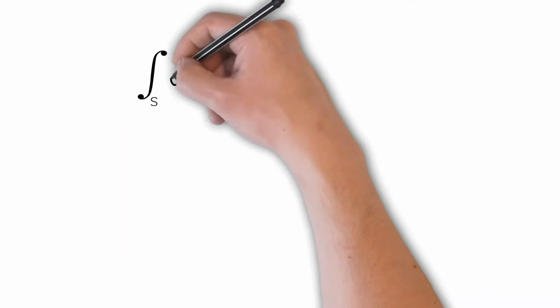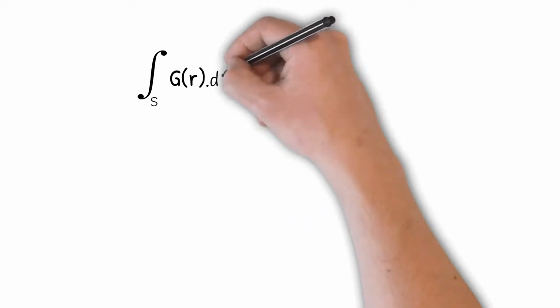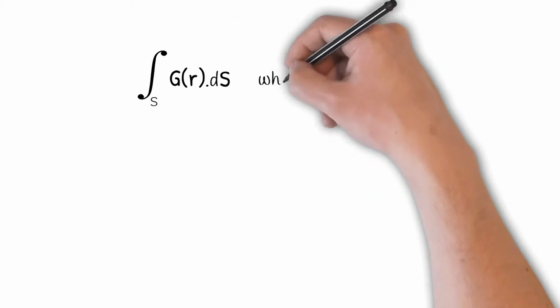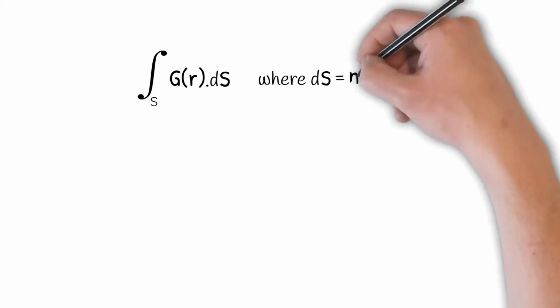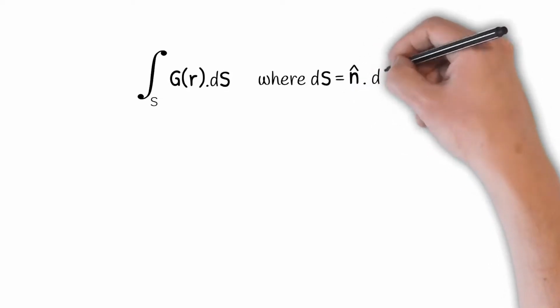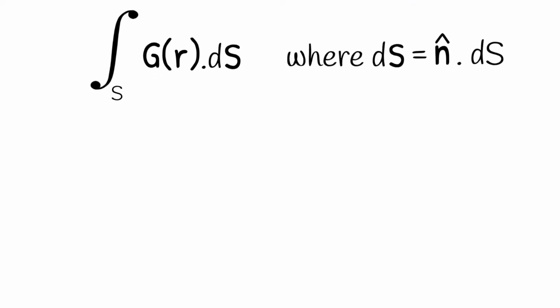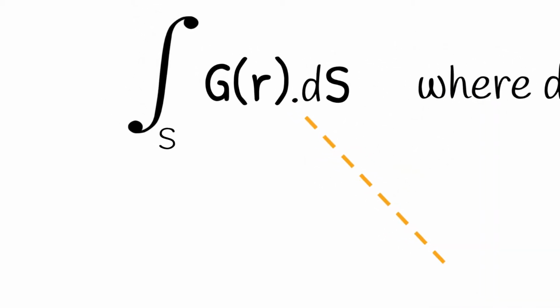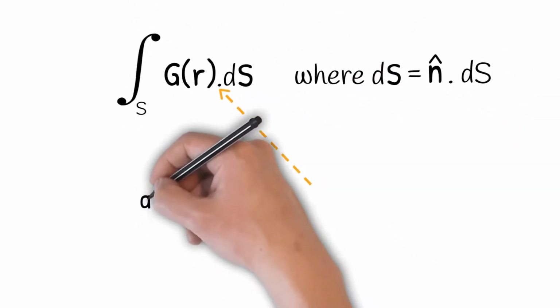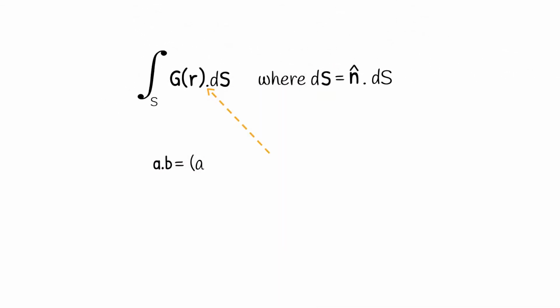Let's begin with the equation for the surface integral. In a surface integral, we're integrating the vector g of r dot dS, where dS is the vectorial surface element that equals the unit vector n dot dS. The dot here refers to the dot product, which can be interpreted as the projection of one vector onto another, thus giving a number as the result.